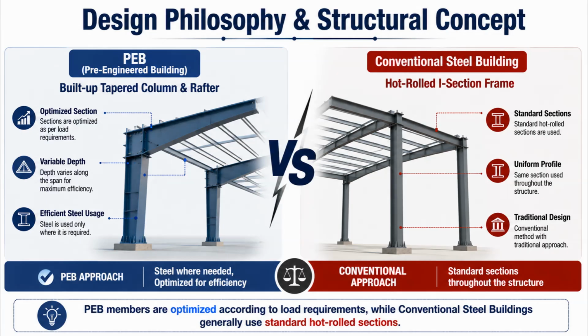On the other hand, conventional steel buildings generally use standard hot-rolled sections with uniform profiles throughout the member length. While this approach is straightforward and familiar, it may not always utilize material in the most efficient manner. In simple terms, PEB focuses on optimization, whereas conventional steel buildings rely on standard structural sections.